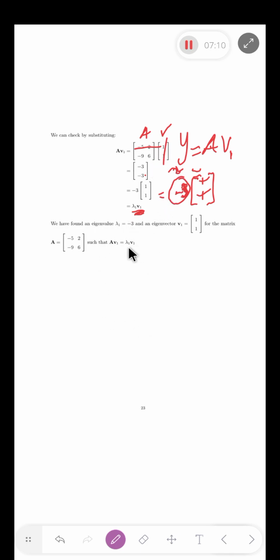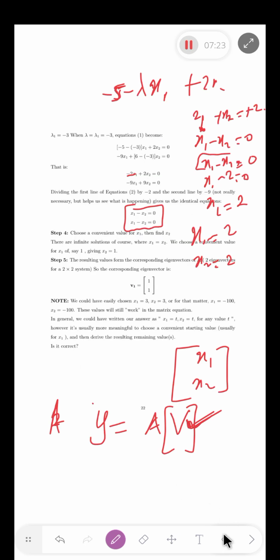So I think this is not the end of the solution. We still need to find when lambda 2 is 4. So if Dr. Osa has to do it, no problem. I will help you out on that. Is that clear? So for lambda 2 equals 4, you know what to do in that case. Just follow the same steps. Minus 5 minus lambda of x1 plus 2x2.